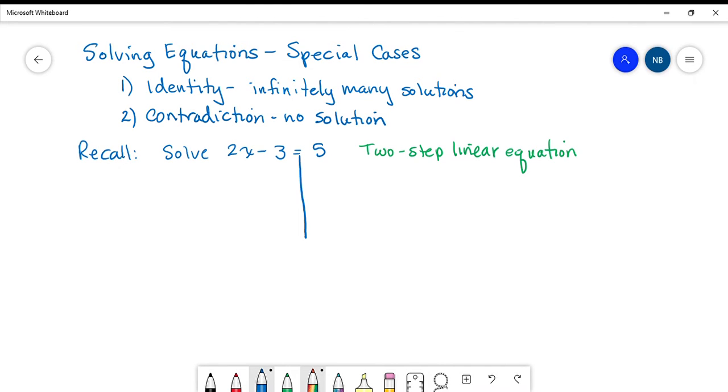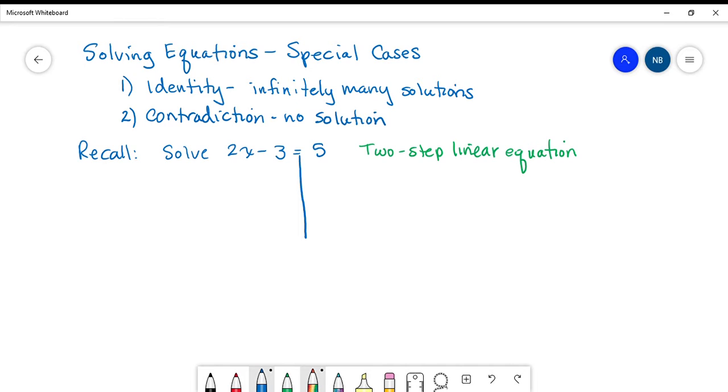This video is about solving equations that fall within these two special cases that we have. These special cases are: one, identity, in which case there are infinitely many solutions, and two, contradiction, for which there is no solution. Now recall that most equations have solutions.